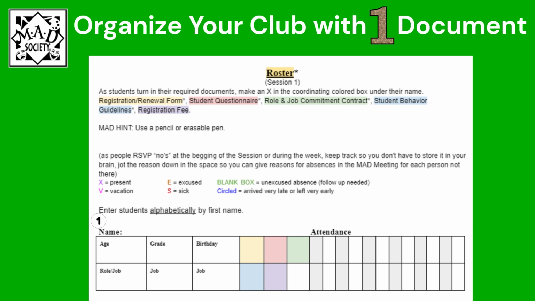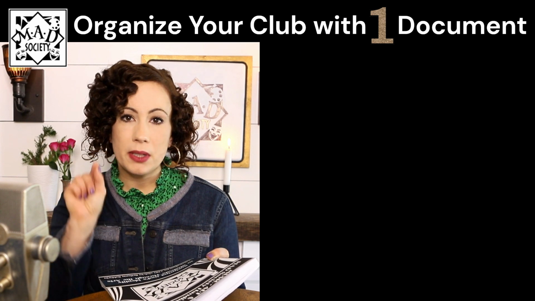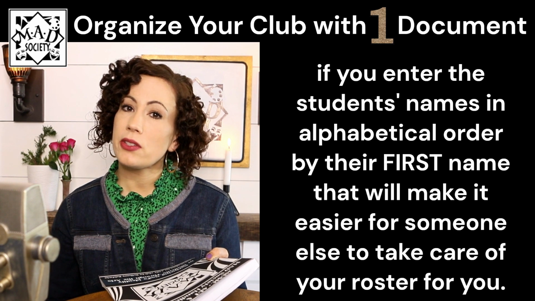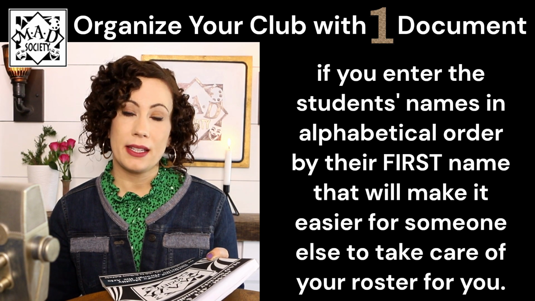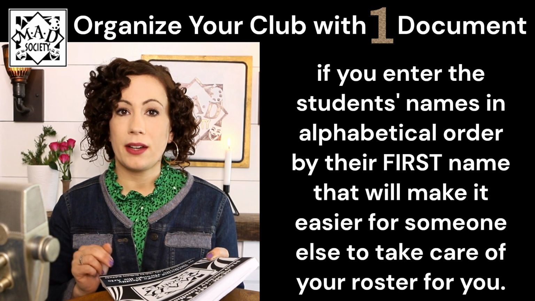And I like to put the name of the club member right above each table because it stands out visually. It's just easier to find. It also makes it easier for someone who is helping you do that roster to be able to see those names above there. And another helpful hint, if you enter the students' names in alphabetical order by their first name, that will make it easier for someone else to come in, take care of your roster, easily find every single student's name.